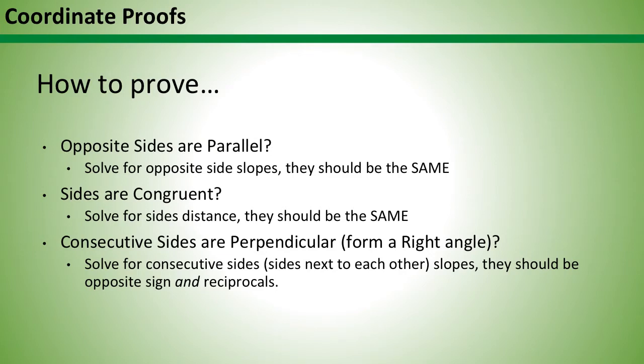If I'm trying to show that two things are congruent, I'm going to solve for the distance of that side. And if those distances are exactly the same, then those things are congruent. And if I want to show that two things are perpendicular, I'm going to find the slope again. If the slopes of the consecutive sides are opposite reciprocals, then those two sides are perpendicular to each other. So that's how we're going to be proving things.